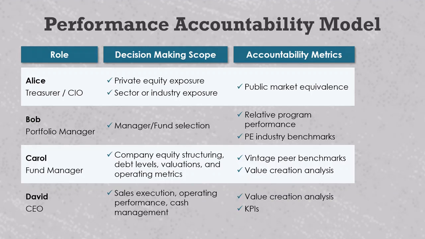Okay, to summarize then, when you try to line up the accountability metrics with the day-to-day decisions of the private equity participants, I think an opportunity cost measurement like PME is more applicable to participants at the top of this chart, for CIOs like Alice, and maybe a portfolio manager like Bob. It's a better measurement of LP investment acumen instead of GP investment acumen.